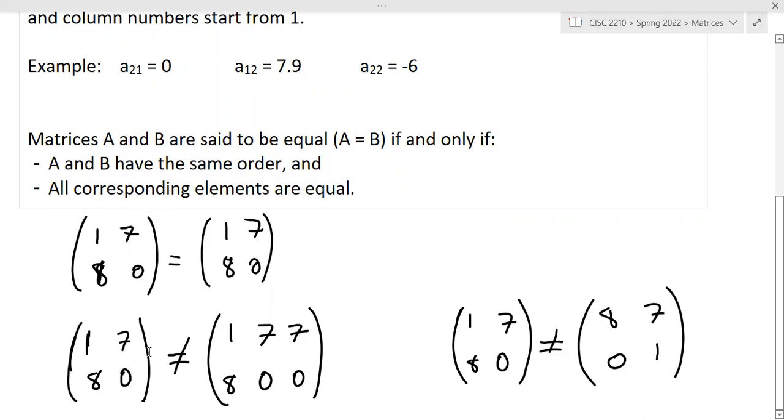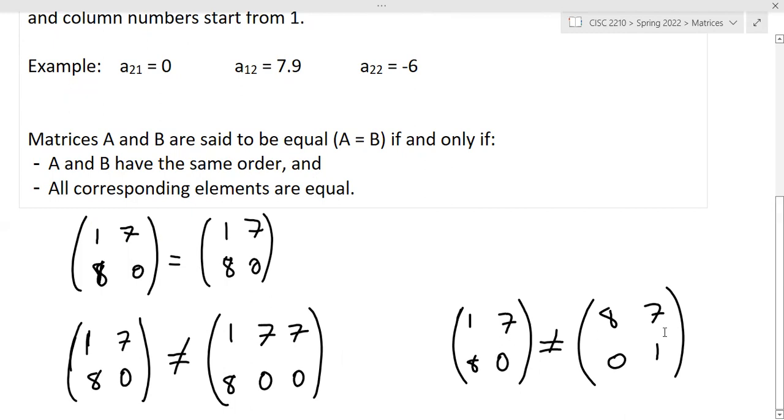Now, these 2 matrices, there's 1, 7, also 1, 7, and 8, 0, and 8, 0. However, the order of these 2 matrices is not the same. You don't have the same order. This is a 2x2 matrix. This is a 2x3 matrix. So they do not have the same order. So therefore, they are not equal. The 2 matrices are not equal.